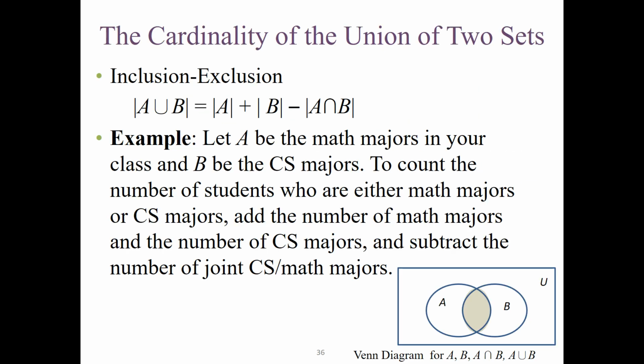Then let's see the definition of cardinality of the union of two sets. If you want to count the number of elements in the union set of A and B, we can count the cardinality of A first, plus the cardinality of B, and then for the intersection region, we count it twice. So we need to subtract the intersection area. So we use cardinality of A plus cardinality of B minus the cardinality of A intersect B.